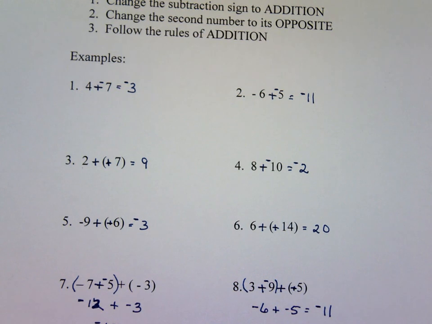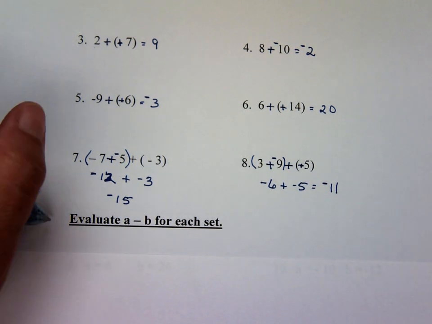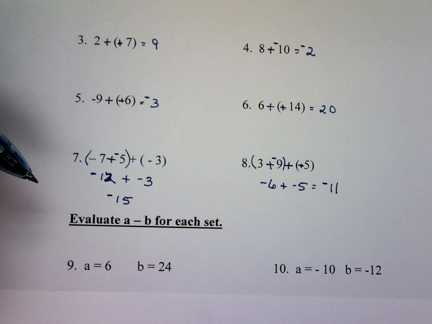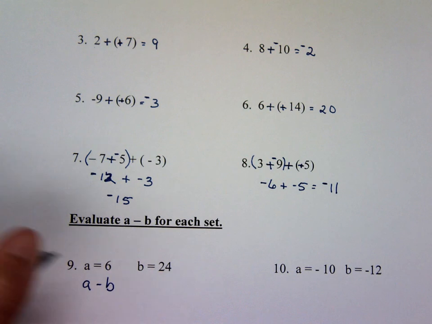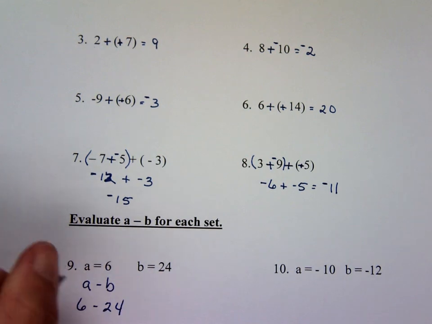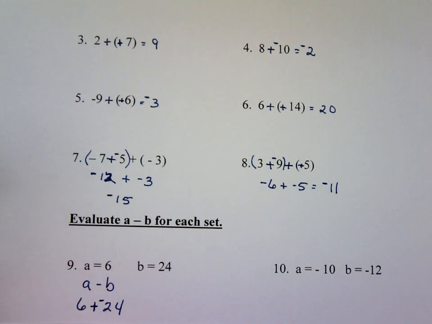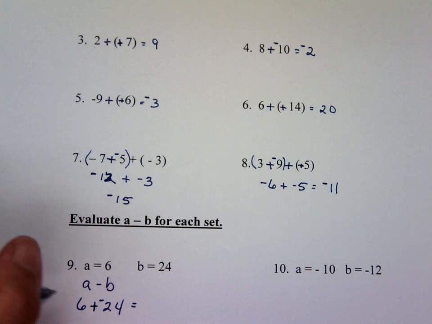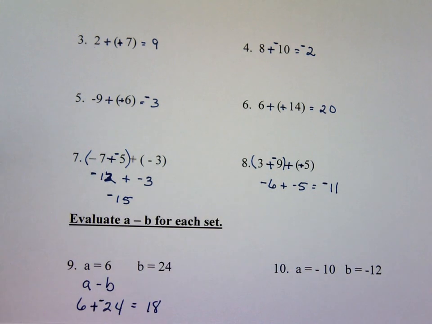So now copy down this. Evaluate a minus b for each set. This is like yesterday's lesson. So let's try number 9. Rewrite a minus b, replace your variable with the number, so it'll be 6 minus 24. Now it's like problems 1 and 2. Change your subtraction sign to addition, make that negative 24. So you have a positive and a negative, so you know you have to subtract. So this would be 18. And since 24 is negative, 18 has to be negative.